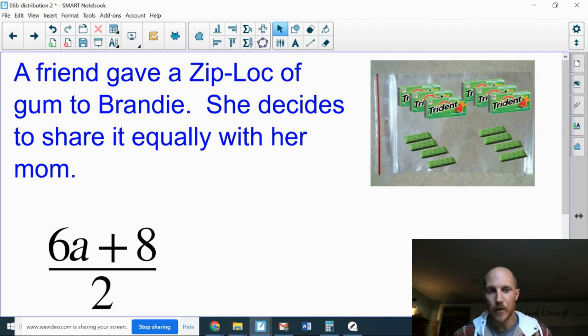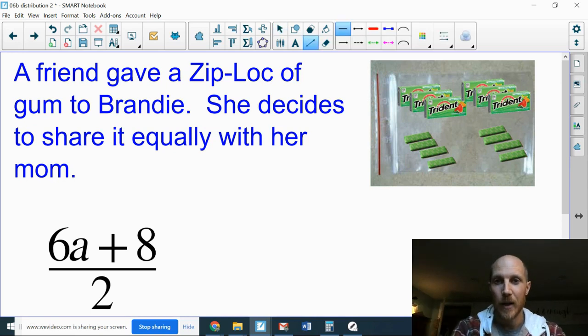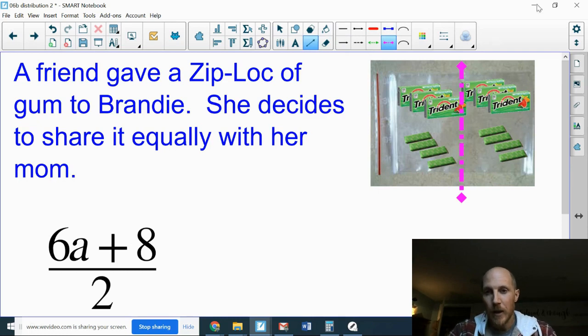A friend gave a Ziploc filled up with gum to Brandy. She decided to share it equally with her mom. Inside this Ziploc bag, there were 6 packs of gum and 8 individual sticks of gum. So she's going to share with her mom equally. She's got to take what's in the Ziploc bag and break it into 2 groups, right? So, blam, split that right down the middle, and there's going to be 3 packs and 4 individual sticks for each of them, right?